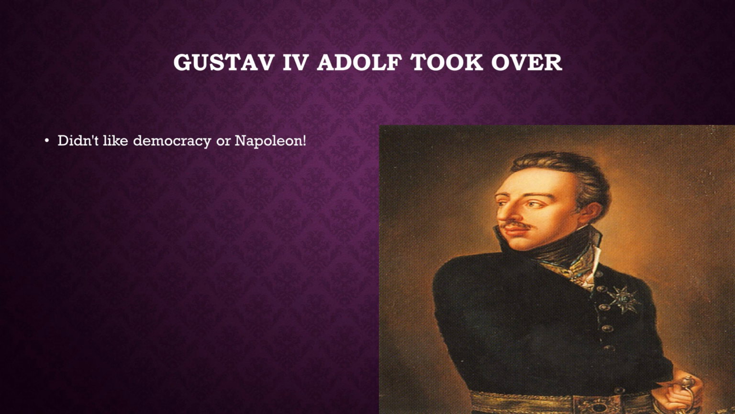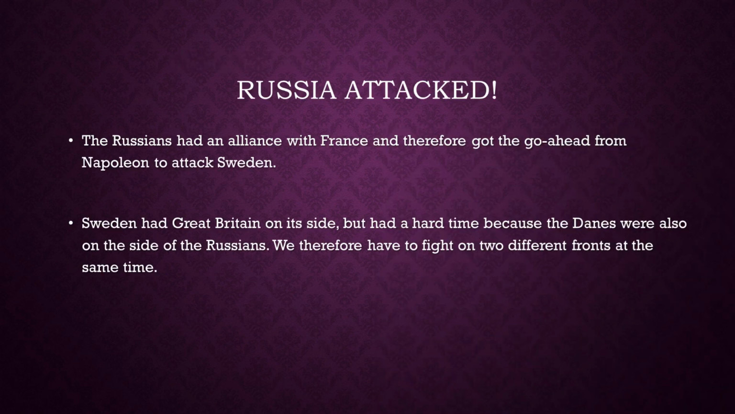Sweden then got a new king, Gustav IV Adolf, or Gustav IV Adolphus. He didn't like democracy, he didn't like the new French Emperor Napoleon. Russia attacked Sweden, and they had an alliance with France during this time, and therefore got the go-ahead from Napoleon to attack Sweden. Sweden, however, had Great Britain on its side, but had also a hard time considering the fact that Denmark was also on the side of the Russians. Sweden therefore had to fight on two fronts at the same time.